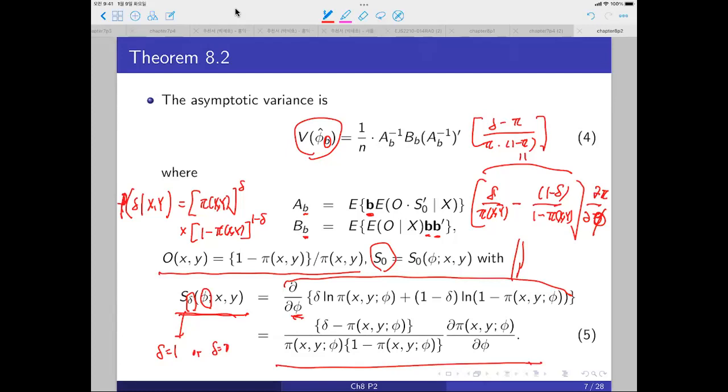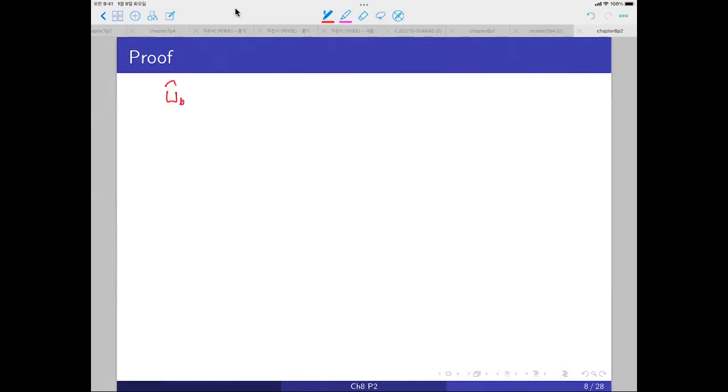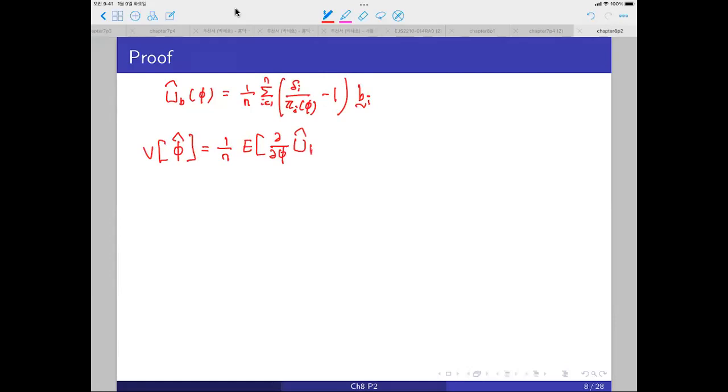Okay. So now the only thing is to show this, so that we can actually use it. So you have the estimating equation, the sum of delta_i over pi_i(phi) minus 1. So your asymptotic variance of phi-hat: remember, the sandwich formula is what? The inverse of the expectation of the partial derivative of U with respect to phi, times the variance of U.